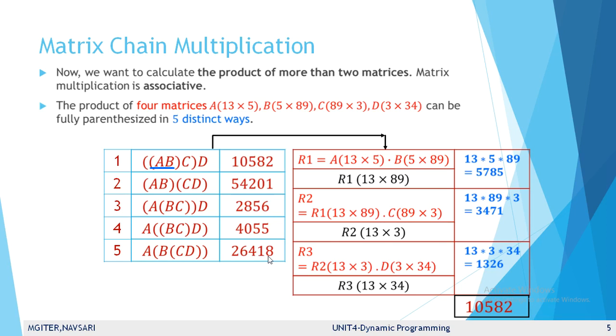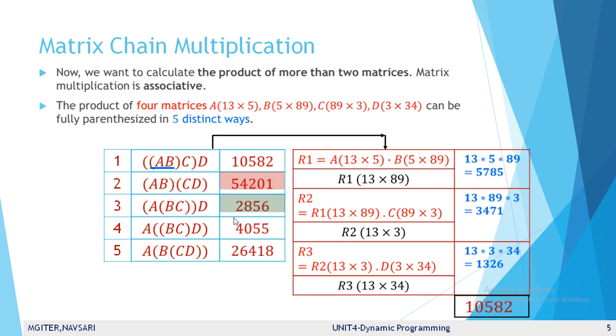26418 computation is required. Here is the second computation: first multiply the matrix AB and then multiply it with C and D, which is much cheaper to compute. In this one, first multiply B with C, then A, and then D. So here less computation is required.